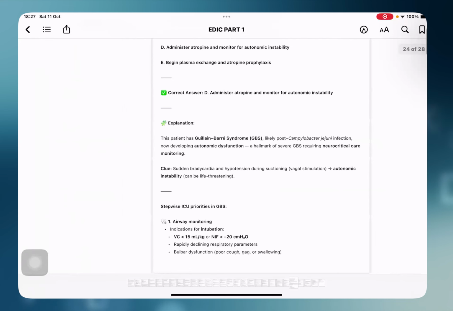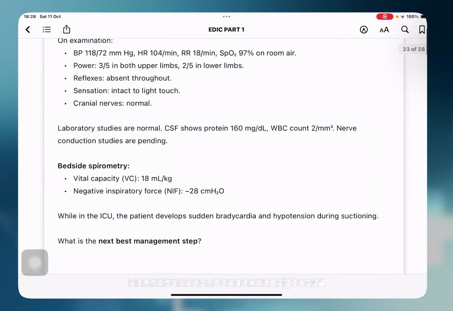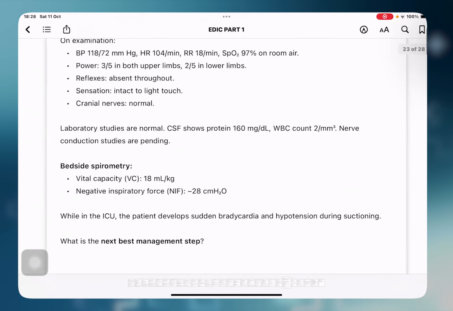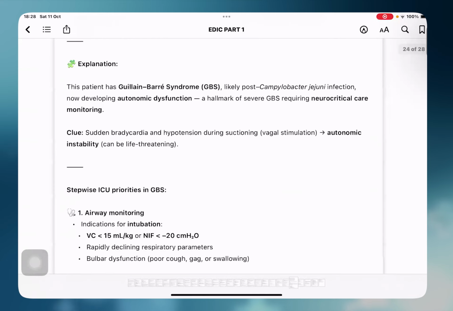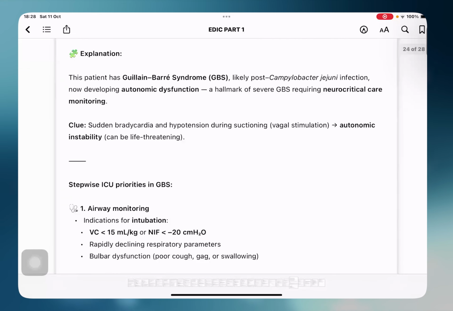And negative inspiratory force has to be minus 28. It is good one. That is, the patient is able to generate a negative inspiratory force of minus 28. So whenever the patient develops a negative inspiratory force of less than 20, then is the time when they have to be intubated.